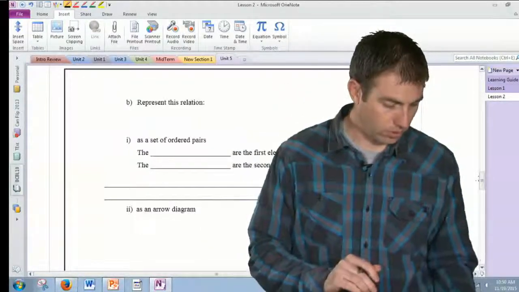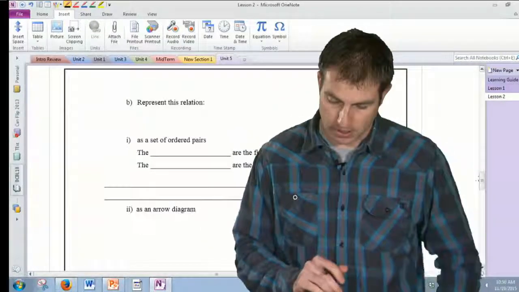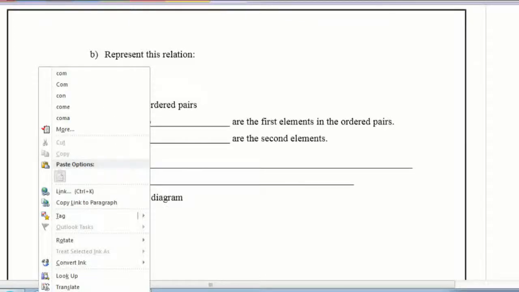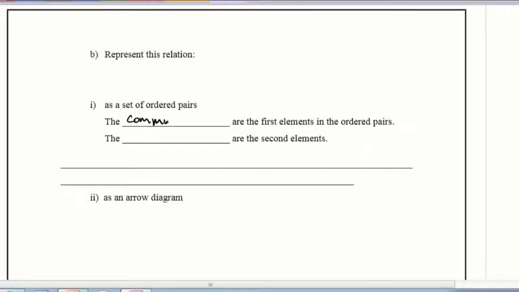We are going to look at the relation as ordered pairs. So ordered pairs: the communities are the first element in the ordered pair, and the territories are the second elements.